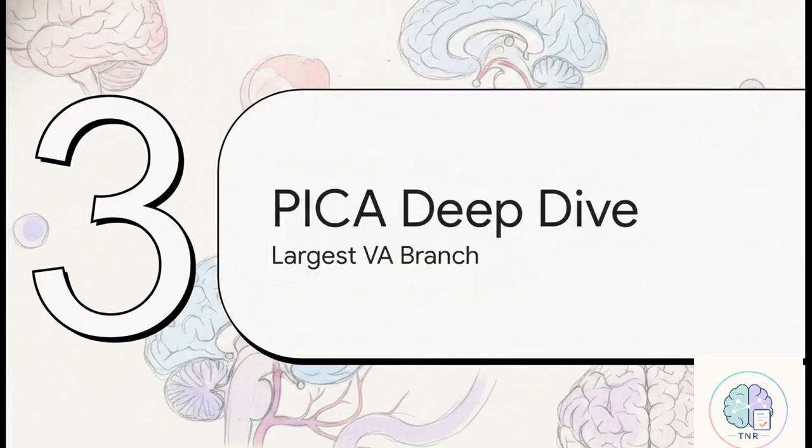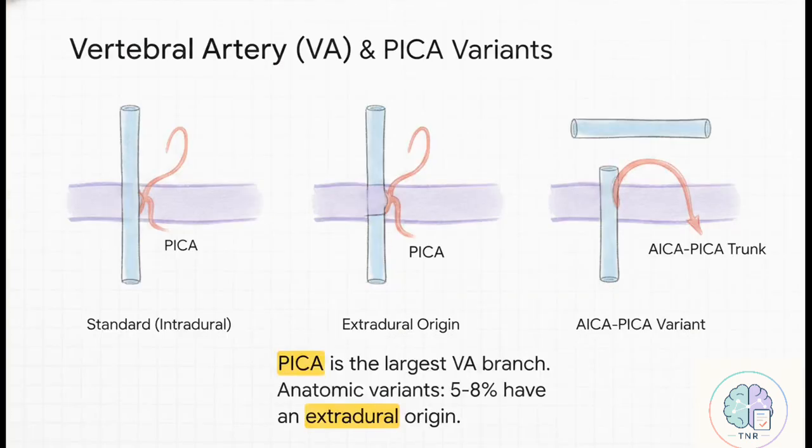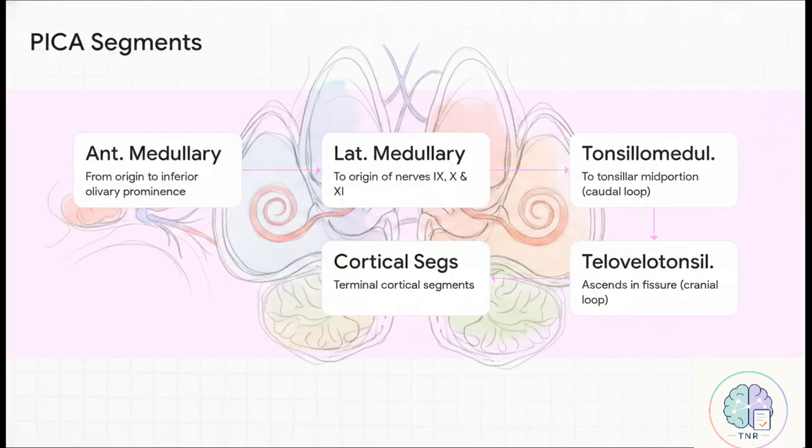Which brings us to Section 3, the PICA deep dive. This is the largest VA branch, the posterior inferior cerebellar artery. Usually, the PICA arises about 10 millimeters distal to the point where the VA becomes intradural. But, as we're definitely seeing a theme here in neuroanatomy, there are variants. In 5 to 8% of people, the PICA has an extradural origin. And then there's the AICA-PICA variant, where it just originates right off the basilar trunk where the AICA normally would. To really master this artery, you literally cannot skip its 5 microsegments.